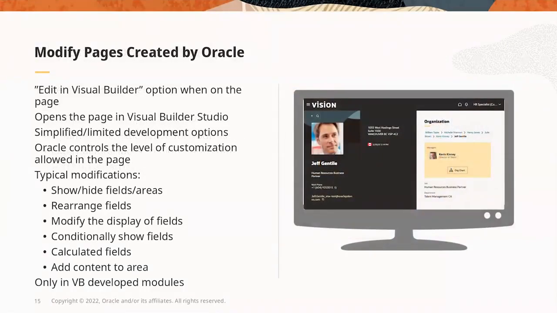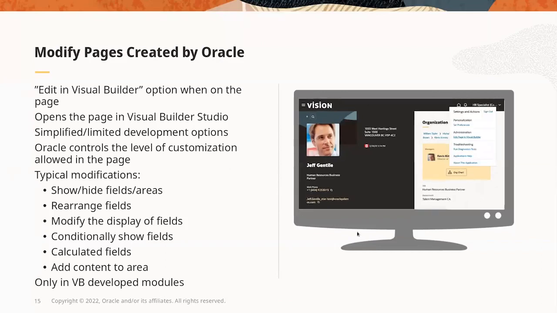All right. I'm going to start out with the demo modifying one of the pages that was created by Oracle. When you want to do this, the first thing you need to do is make sure you're in your Oracle SaaS test instance. And then you're going to open the page that you want to modify. And in the menu over there on the right-hand side, you'll have an option called Edit Page in Visual Builder. So it'll pop up. You can see it right there.